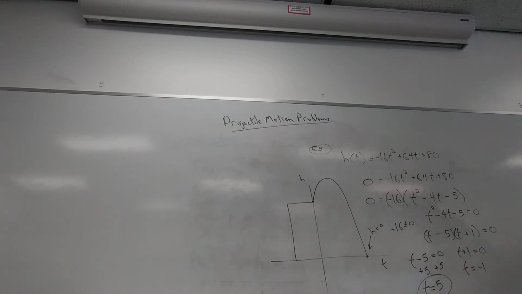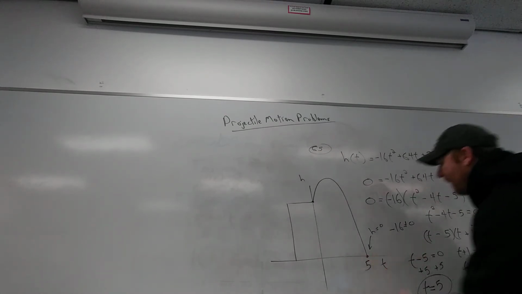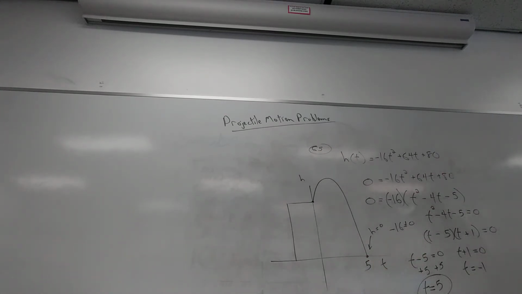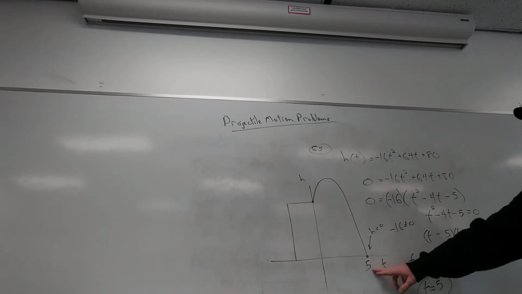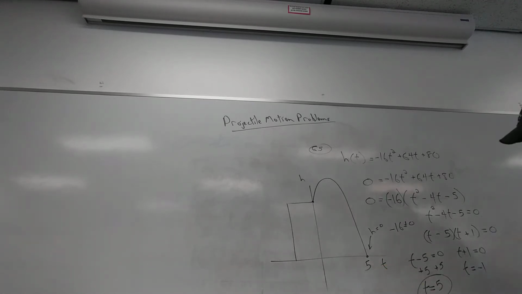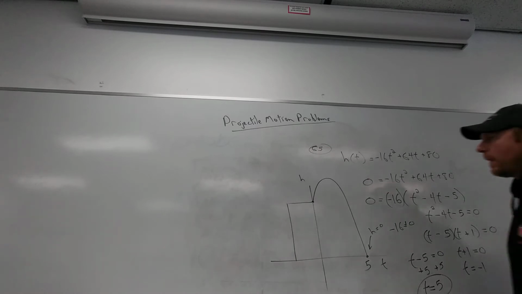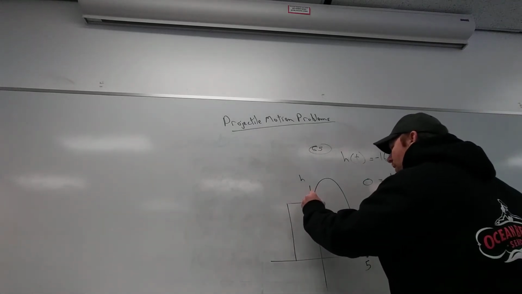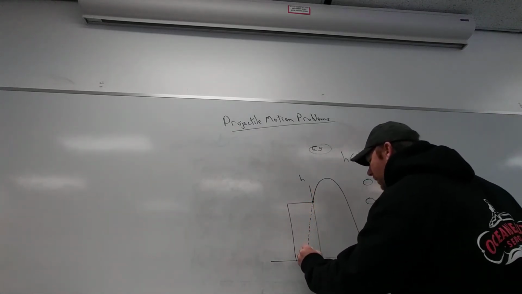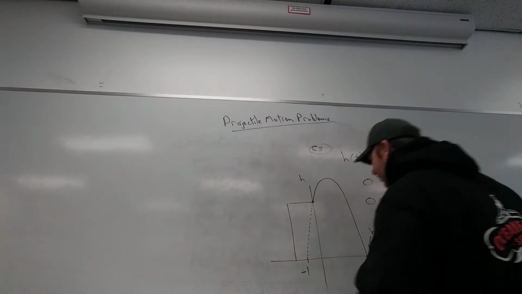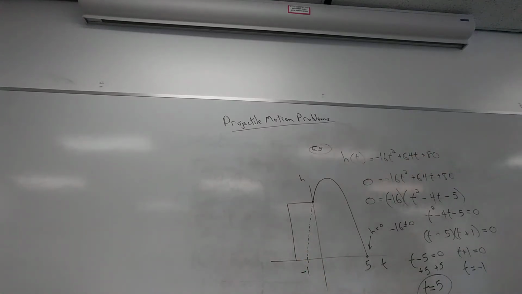If I go to the diagram, there's 5 seconds. There's where the object hits the ground below. This negative 1, if I was to continue drawing this parabola, it would cross the t-axis at negative 1.